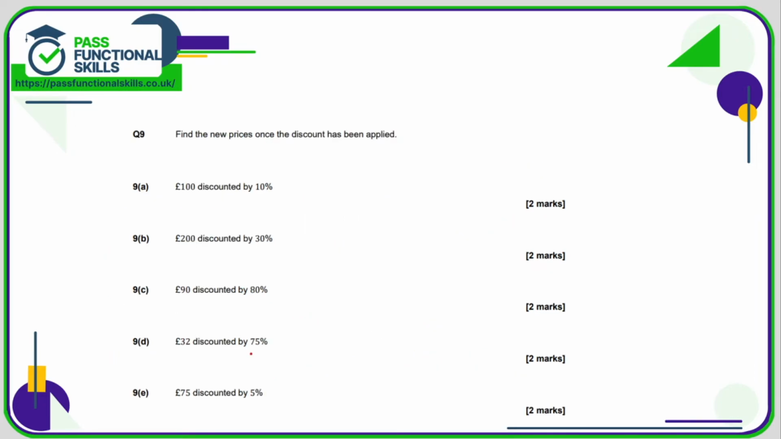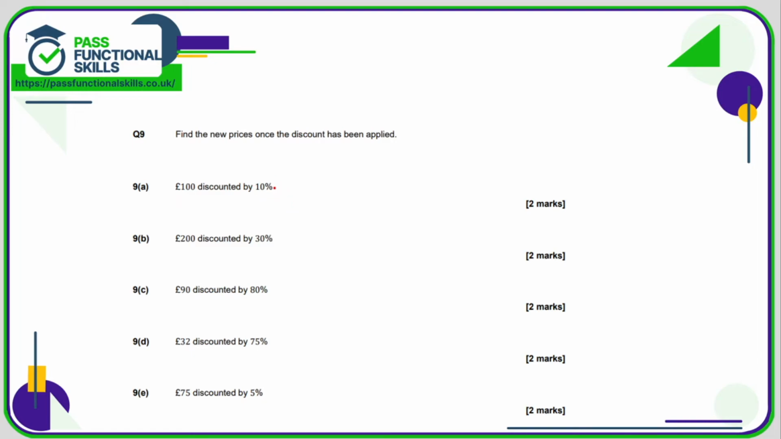£147.25. For question number 9, again, there's two ways we can do these questions. We can either work out, for example, in 9a, we can either work out 10% of 100 and then take it away. B, work out 30% of 200 and take it away. But what I prefer to do is just do it in one step.